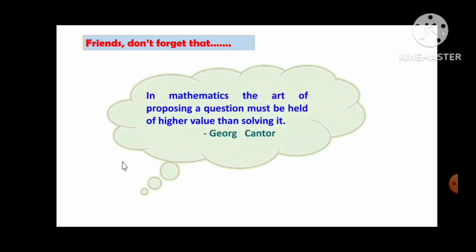Calculate. Friends, you should not forget the famous words of Georg Cantor. In mathematics, the art of posing a question must be held at higher value than solving it.